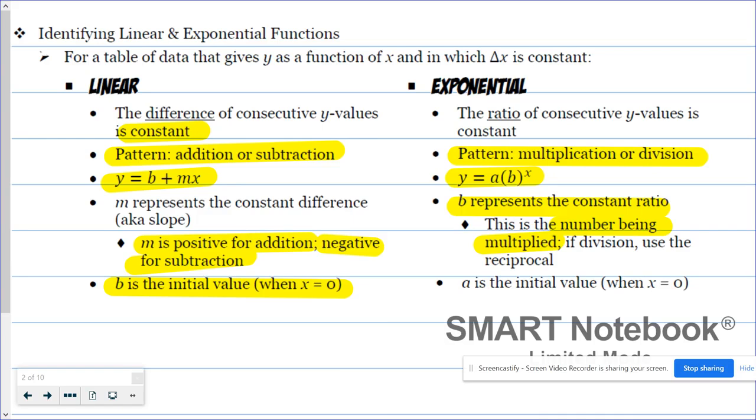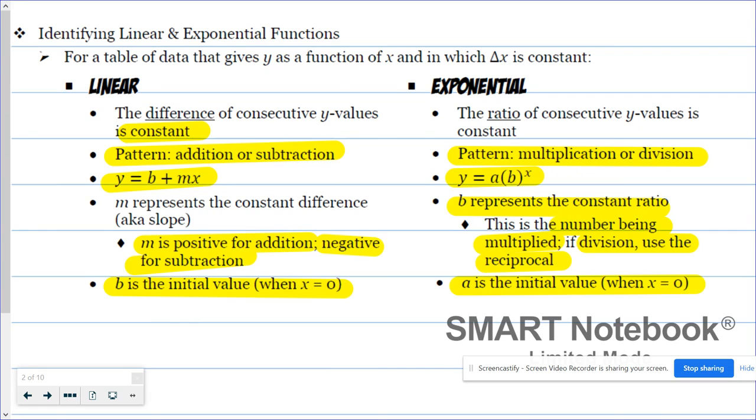So if the pattern that you see is division, remember that division is multiplication by the reciprocal. And then a in the exponential function formula, y equals a times b to the x power, is the initial value. It's the value when x is 0.